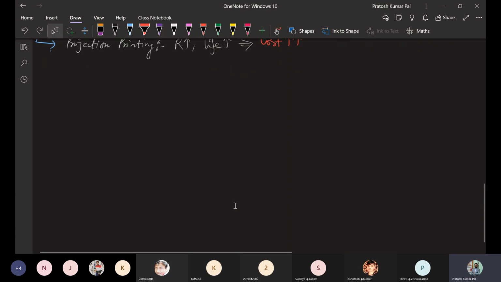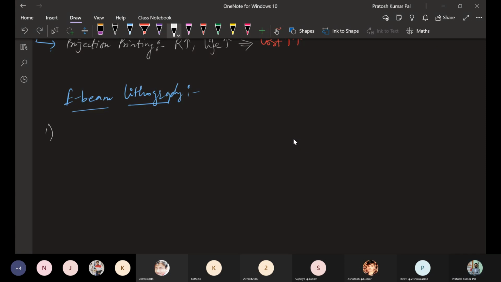The next we will see is e-beam lithography. In case of e-beam lithography, there are some advantages and some disadvantages also. We will see them one by one. In case of advantages, here basically direct writing is done with the e-beam.